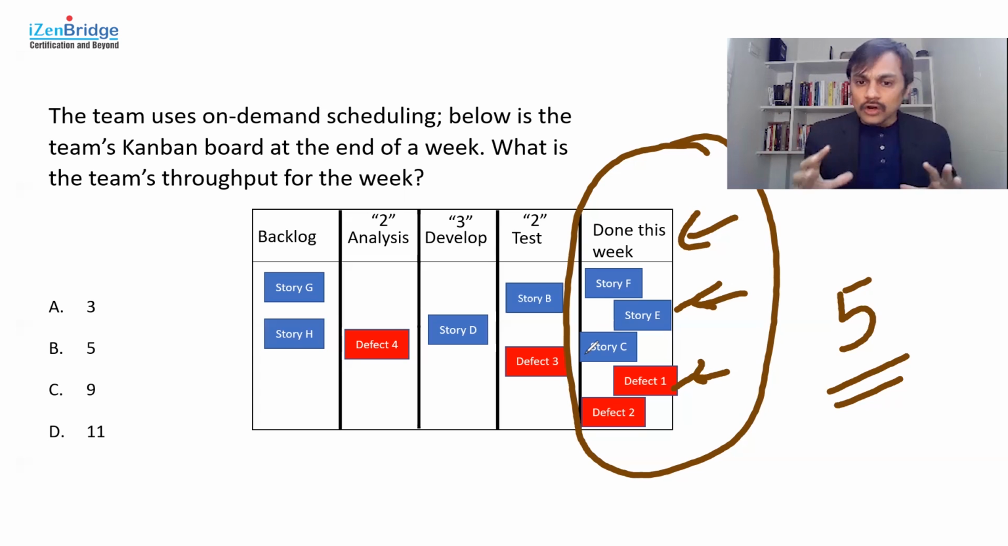Now, ideally, all of these items are of more or less similar size, which means it should not happen that one item takes 10 days and another item takes 1 day. That much gap should not be there. It could be like one takes 3, another takes 4, another takes 2. There could be a small range.